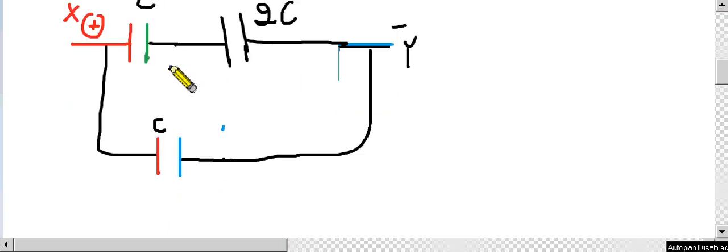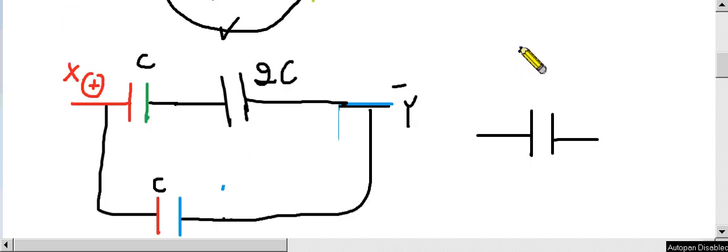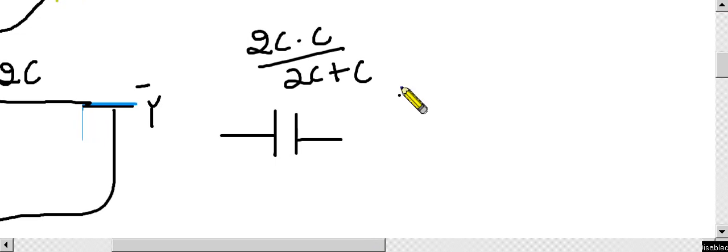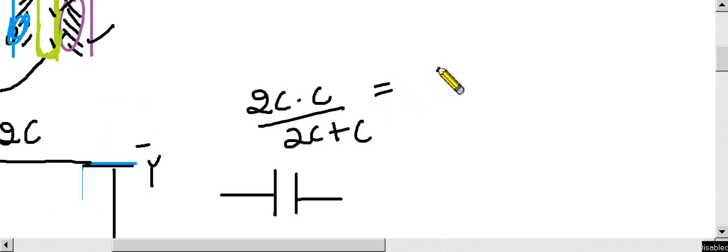These two are in series. If they are in series, you know how to solve. How to solve? If they are in series, multiplication divided by sum. So 2C times C divided by 2C plus C. Multiplication divided by sum. So when we simplify it, 2C squared divided by 3C. 2C plus C is 3C. So one C cancels, 2C divided by 3. That is the resultant capacitance.